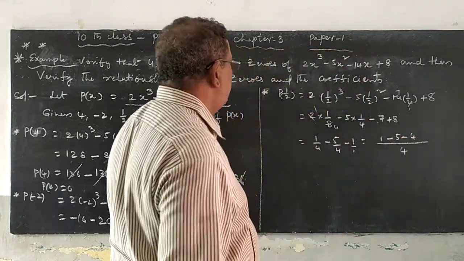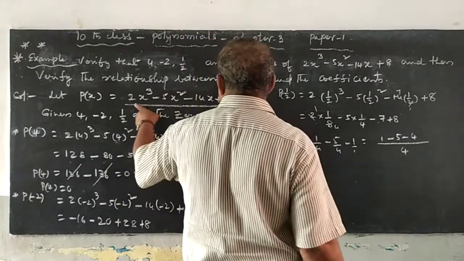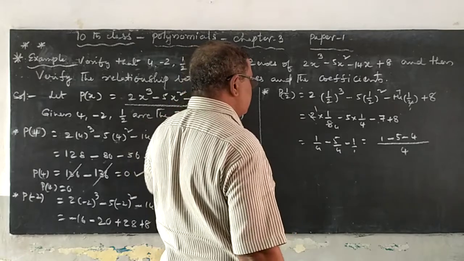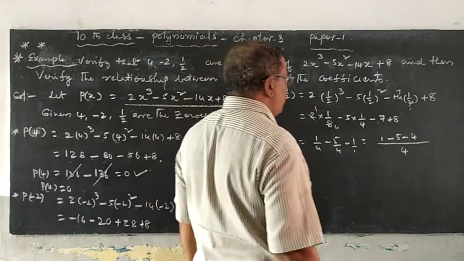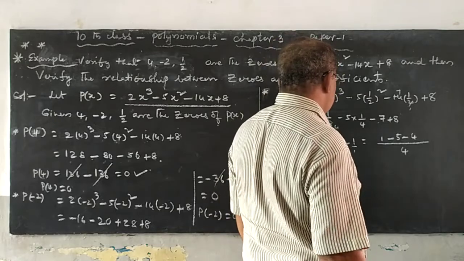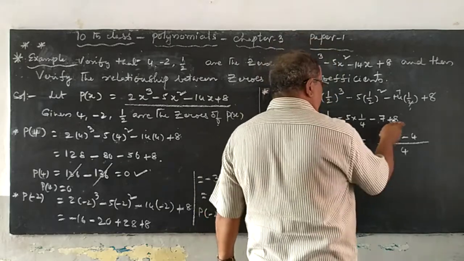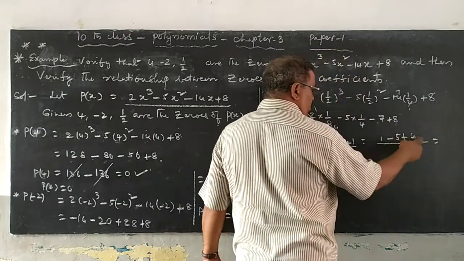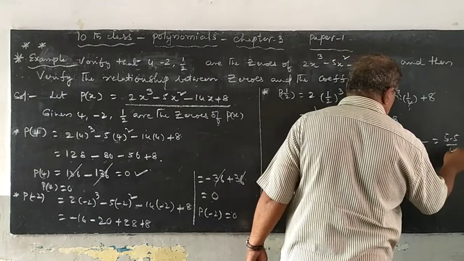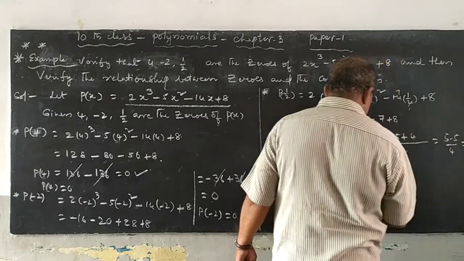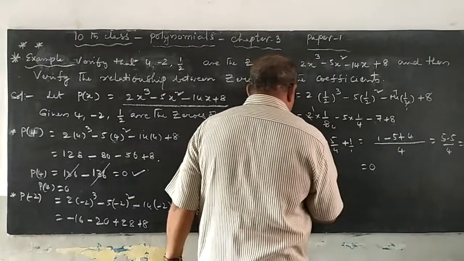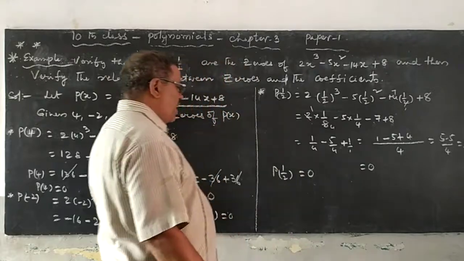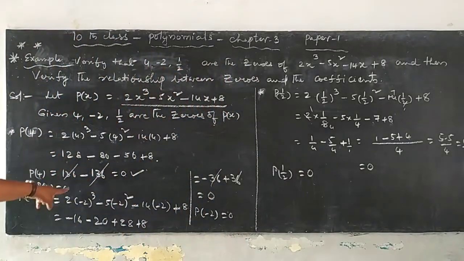So here 2x cube minus 5x square minus 14x plus 8. Plus 8 minus 7, that is plus 1. So 1 minus 5 plus 4, that is 0 by 4. That should be 0. P of 1 by 2 equals to 0. Hence, the value is 0.